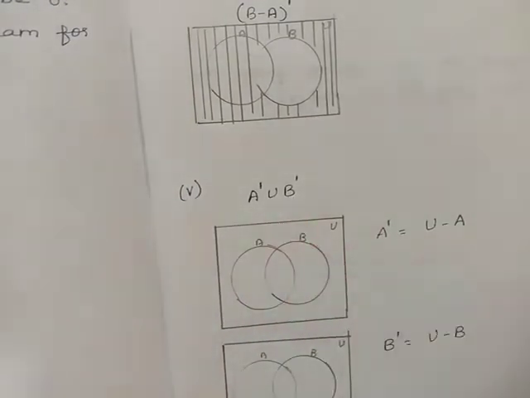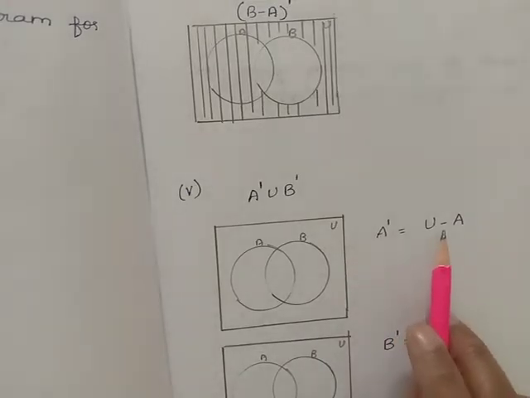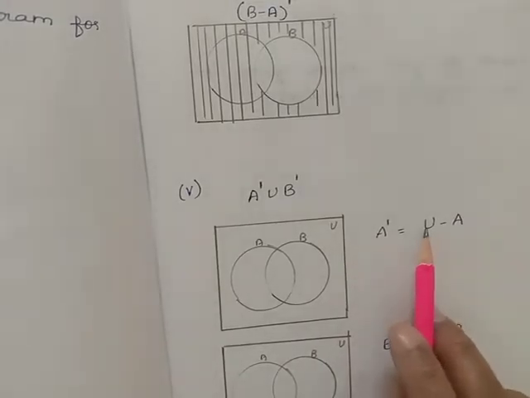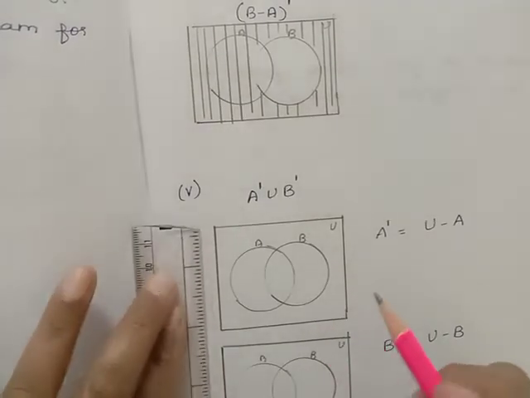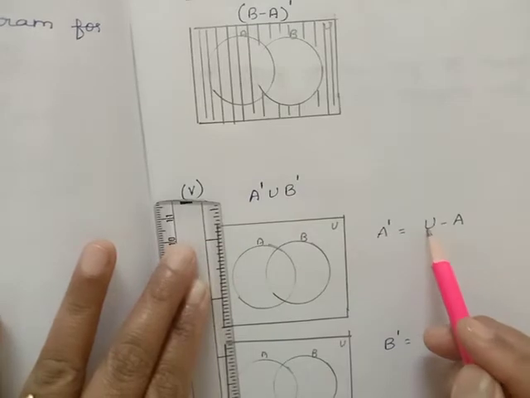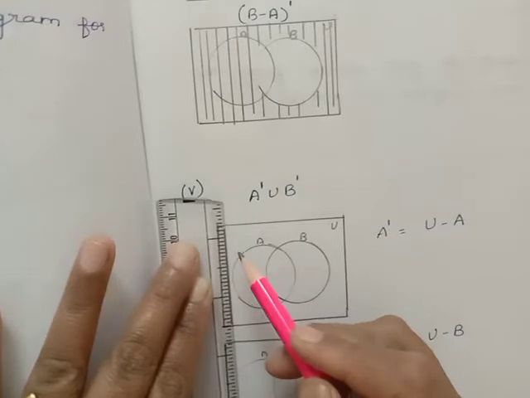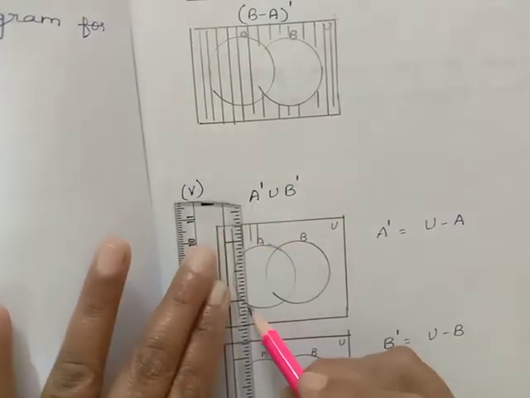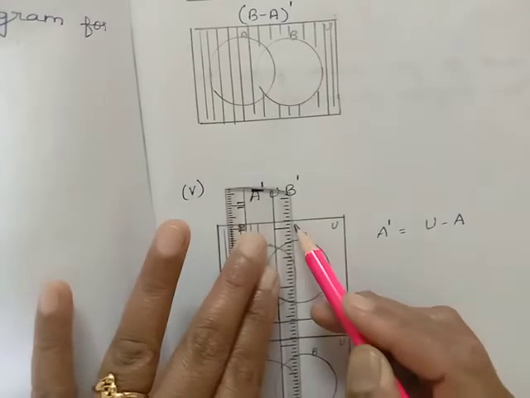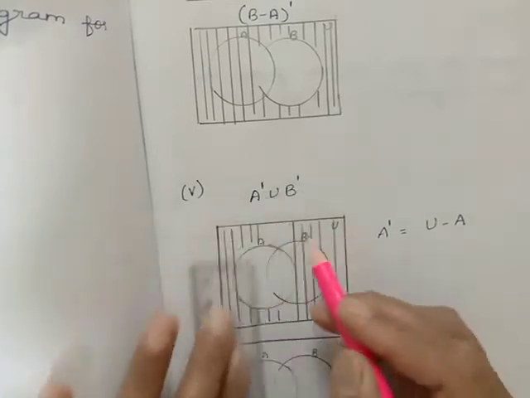Your next, fifth question, A dash union B dash. First we'll find A dash. What is meant by A dash? Universal minus A. We need the universal portion but we don't want A. So we are not supposed to cover the circle of A. Omitting A, covering the remaining portion gives you A dash.